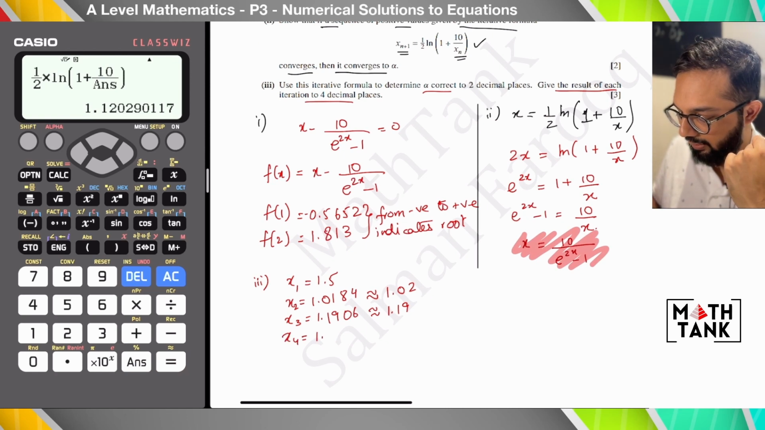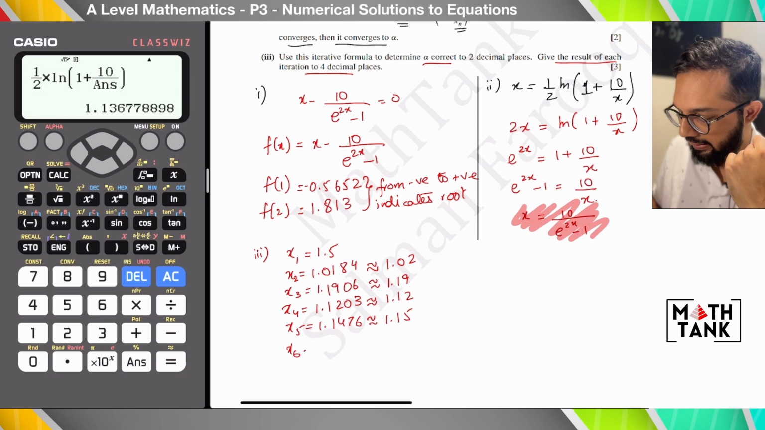X4 gives me 1.1203, 1.12. X5 gives me 1.1476, 1.15. X6 gives me 1.1368, 1.14.